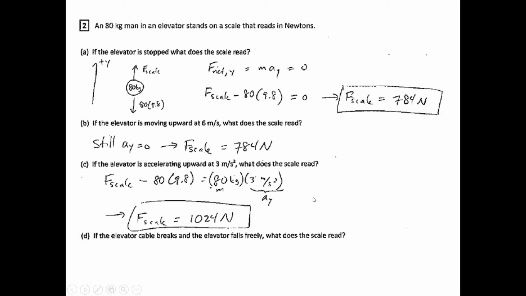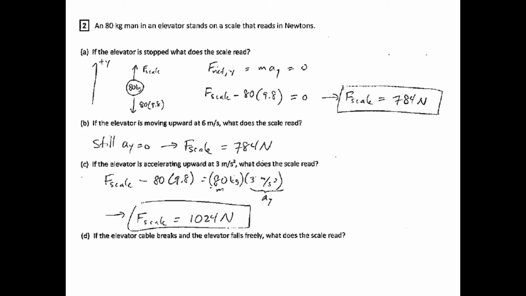Finally, in D, the elevator cable breaks, unfortunately. I know I have sort of a morbid sense of making these problems, but hopefully no one got hurt in this problem. It breaks and the elevator falls freely. So we're in free fall right now, and the elevator's in free fall surrounding us, or the man is in free fall inside the free falling elevator. What does the scale read now?